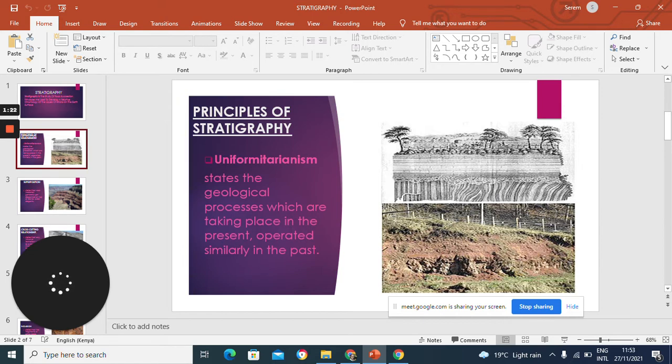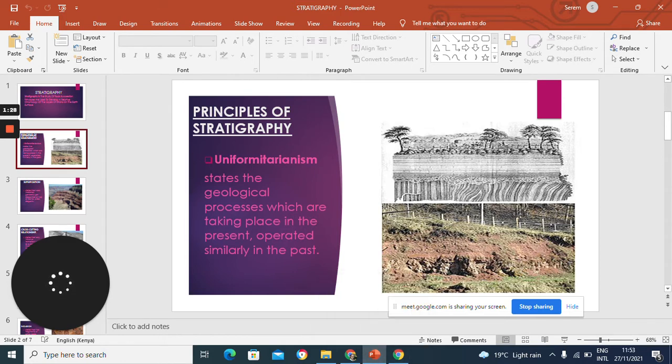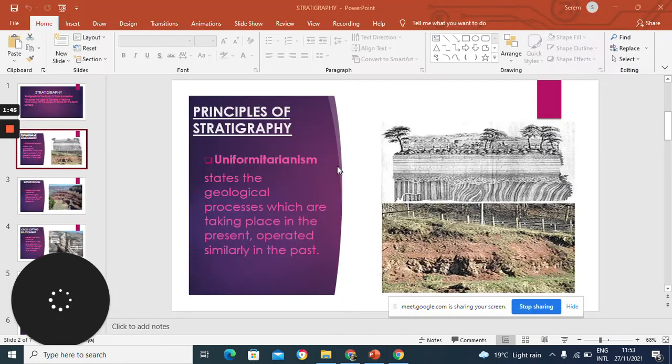And in the picture that we have on the right side, we can see the sequential layering of rocks, which indicates that at the top, where we have the trees, is what is going on currently, and beneath, deep down, is what was going on initially. So what we are trying to see is that what is going on today is what was essentially going on previously.